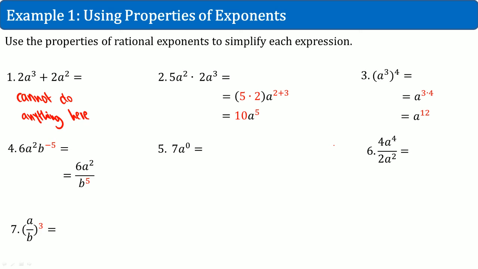Number 5, 7a to the 0. We already know that a to the 0 power is just equal to 1 because that is our zero exponent. 7 times 1 is just equal to 7.